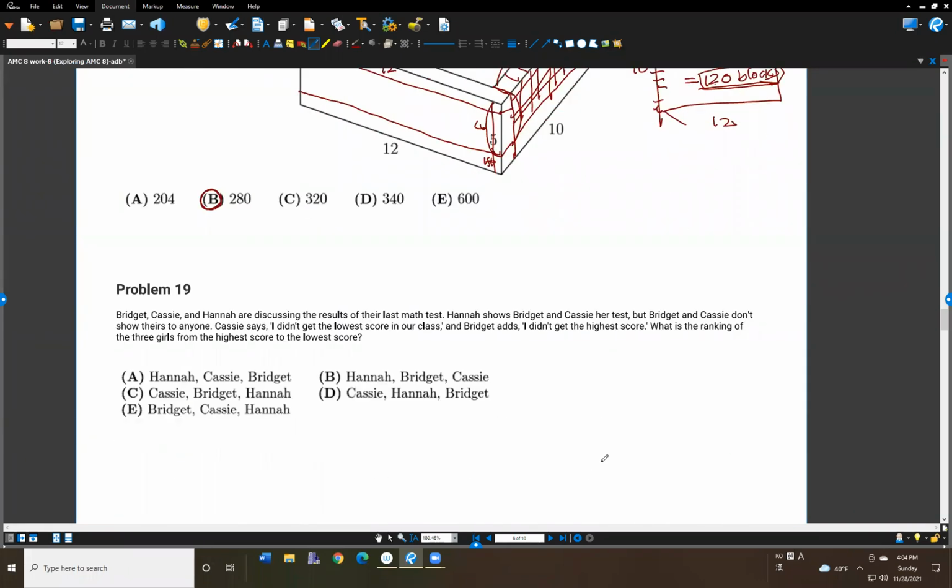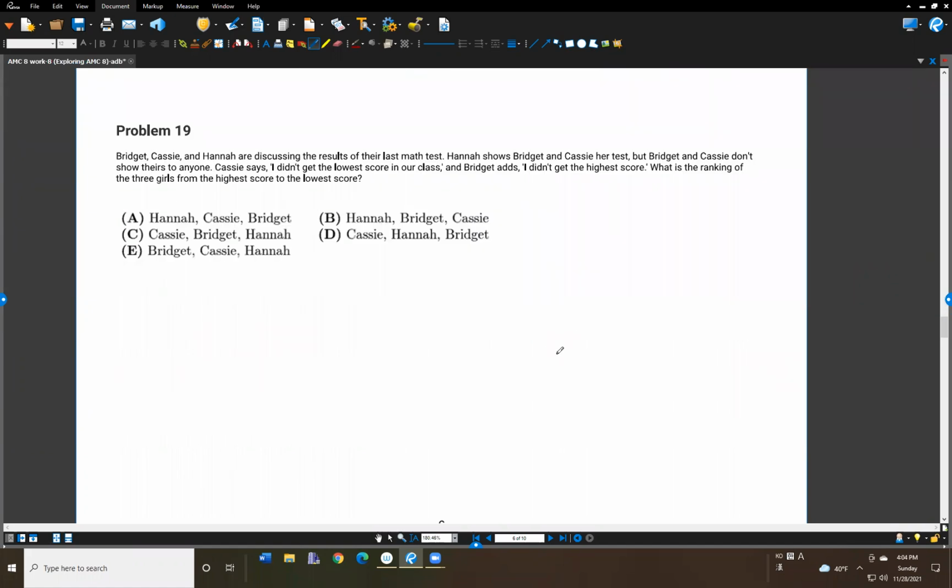Okay, now number 19. Everyone try this one. This is the logic. That's very simple logic. Sometimes it is given. Now take a look. Bridget, Cassie, and Hannah are discussing their results on the last math test. Hannah said, these two guys, Bridget and Cassie, know her score. So Bridget knows what Hannah scored. Cassie also knows Hannah's score. That's why they can say something over here.